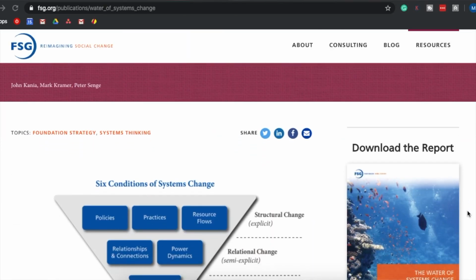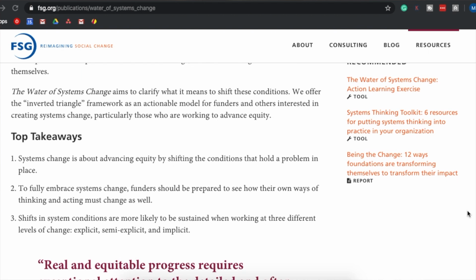The next thing I recommend is to consider how your context may be shifting. And to do this, I always recommend looking at the 6 levers or 6 conditions of systems change. These were identified in the FSG article titled The Waters of Systems Change. I recently did a video on this as well.